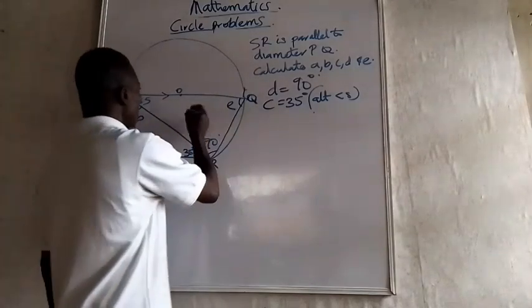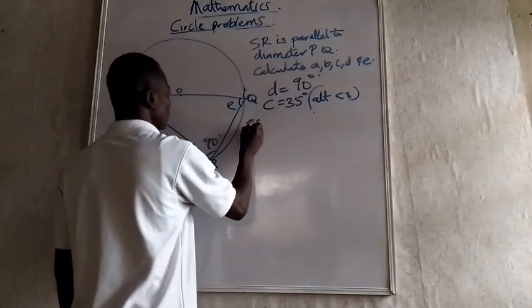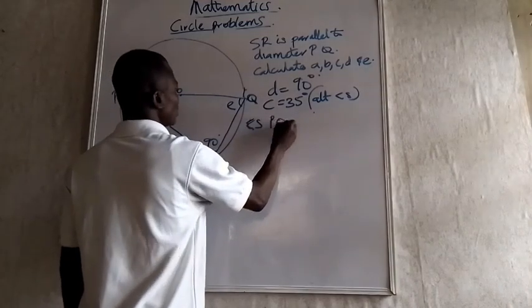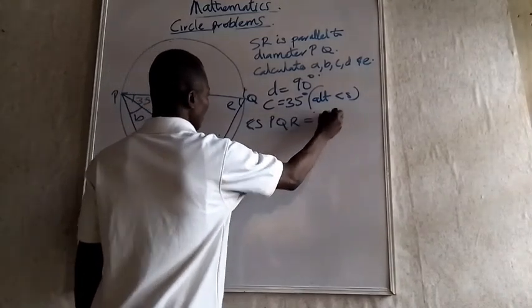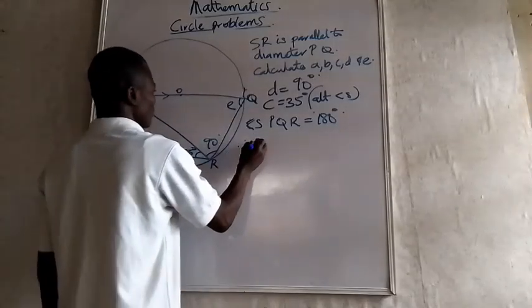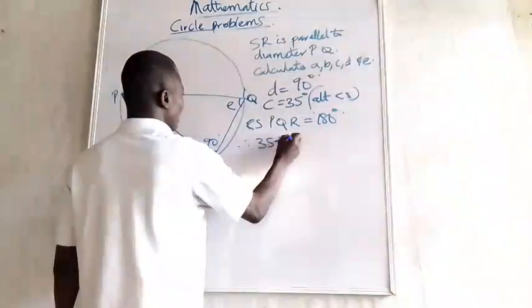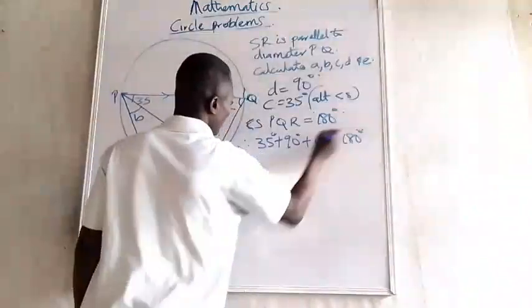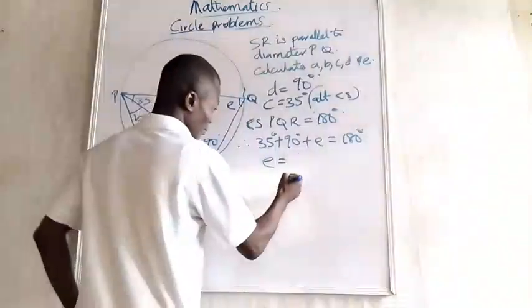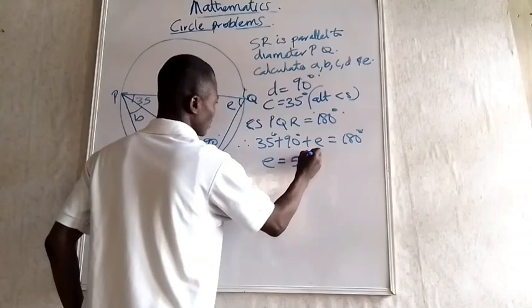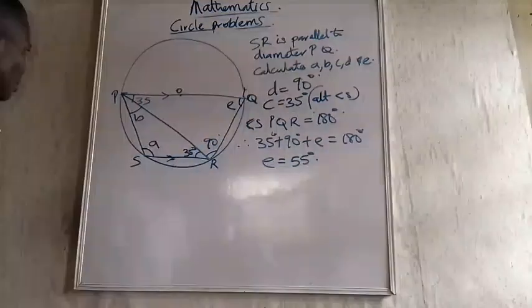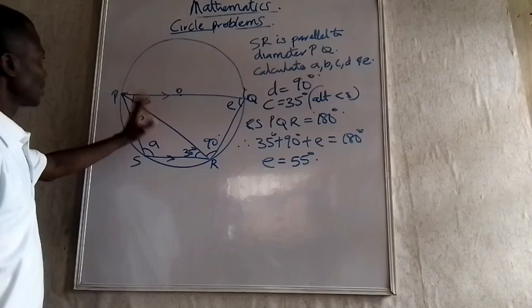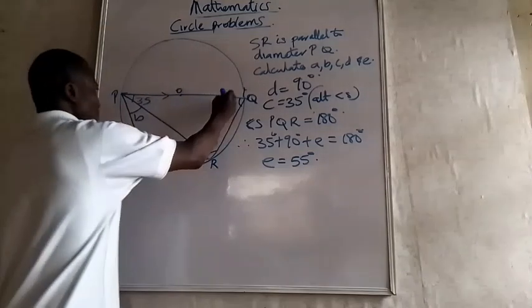That is, angles in triangle PQR must be equal to 180 degrees. Therefore, 35 plus 90 plus E must be equal to 180 degrees. So E must be equal to 55 degrees. So we have been able to find CDE. So this one is 55.